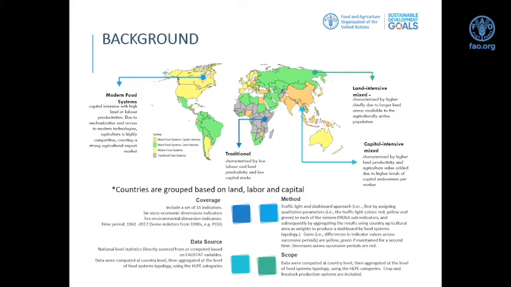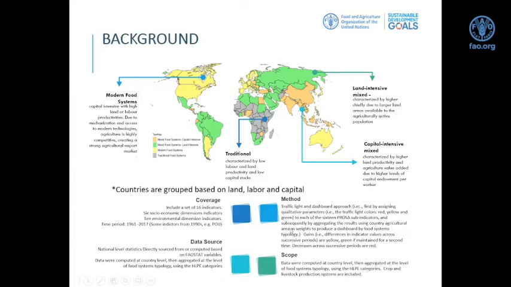This data was computed at the country level and aggregated according to each food systems typology. I want to mention also that these groupings that are listed here overlap well with those that were defined in the 2017 High Level Panel of Experts on Food Security and Nutrition.